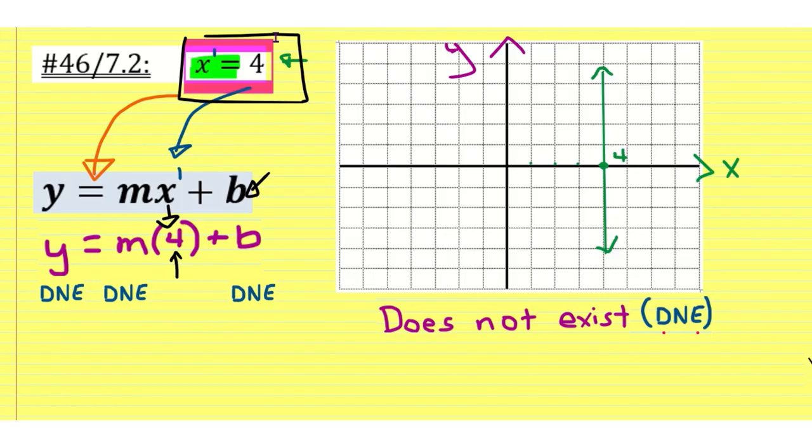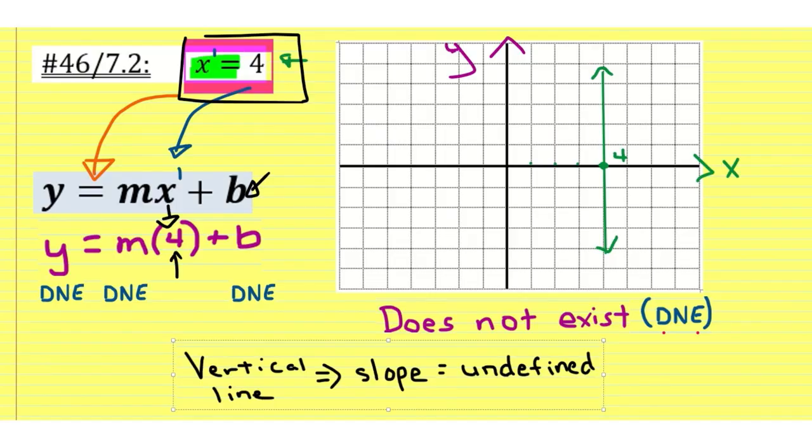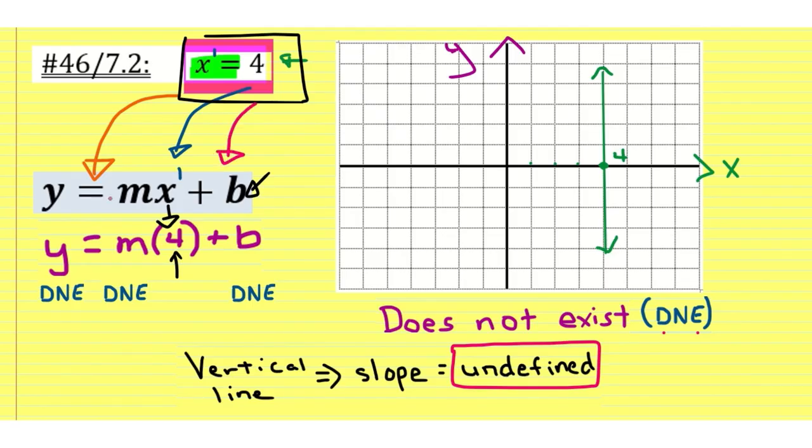So this actually brings us to, do we know what the slope is of a vertical line? Well, a vertical line has a slope that is undefined. When something does not exist in math, we can say that it is undefined because it does not exist. So that kind of helps you understand how this is still a linear equation and how it actually can be understood in terms of the slope-intercept form of a linear equation.